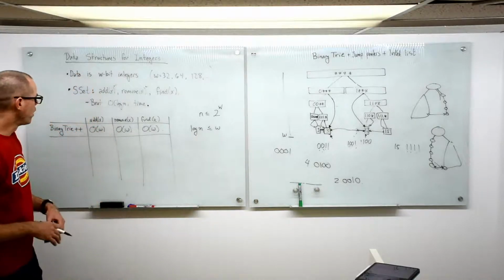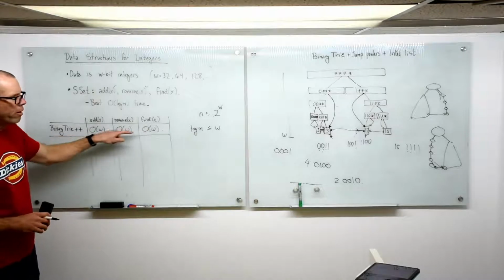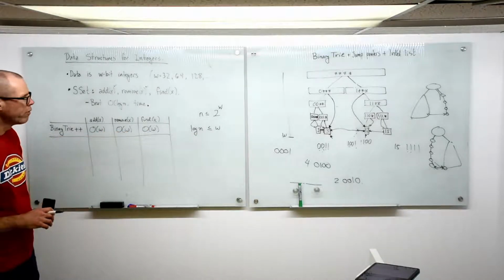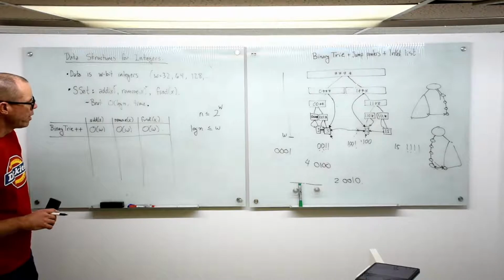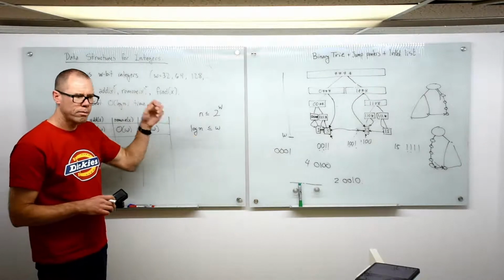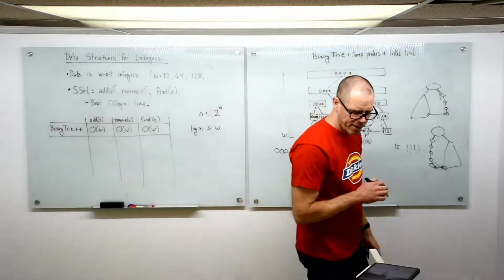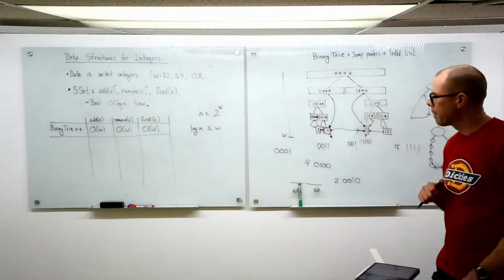So this is not impressive at all, right? This is never better than log n. Even if I store every possible integer, then W is exactly equal to log n. So that's not impressive at all. But maybe we can do better.